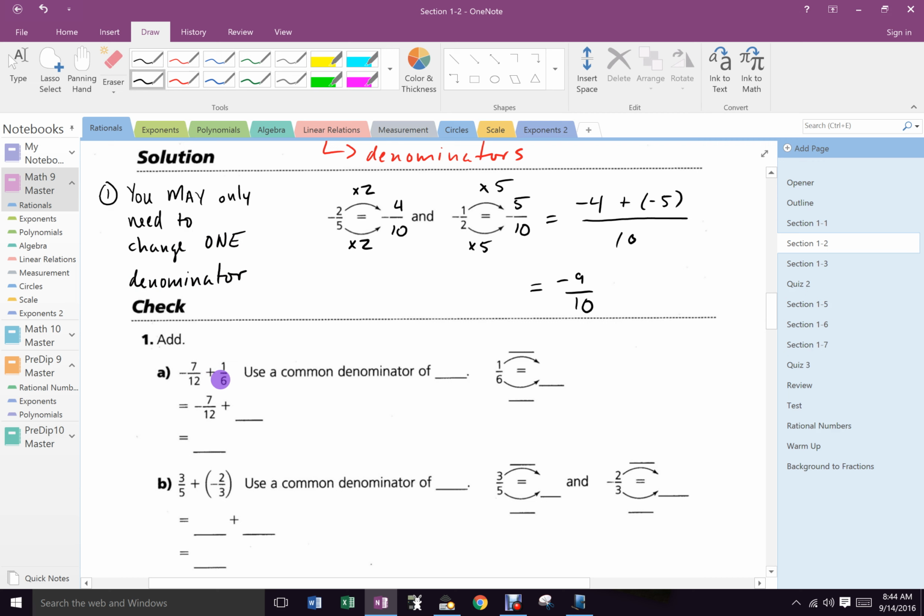Why do I only need to change one of them? Yeah, because 6 will work with 12, won't it? So what is the denominator I'm using here? 12. Since this guy's already 12, he doesn't need to change, does he, Harmeet? Only the 6 needs to change. I know I need to be over 12. How do I get from 6 to 12? Times 2. Because the only thing I'm allowed to do is multiply, right? If I do anything but multiply, this fraction's not going to be the same. If I multiply the bottom guy, what do I got to do to his partner, the numerator? The same thing. What's 1 times 2? 2. So now I have -7/12 plus 2/12.